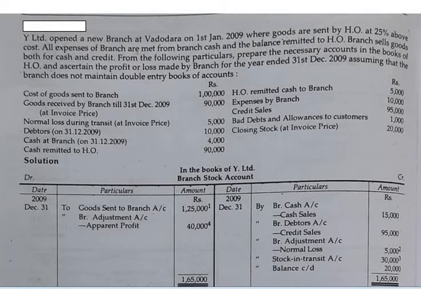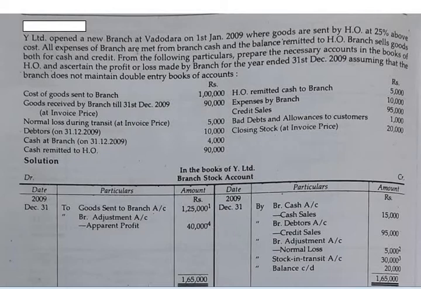Then you have to prepare the various necessary ledgers, so it means that we have to do it under the stock and debtors system to find out the profit or loss made by the branch during the year. And we have to assume that the branch does not maintain double entry books of accounts. So now let's look at the various items under the problem.